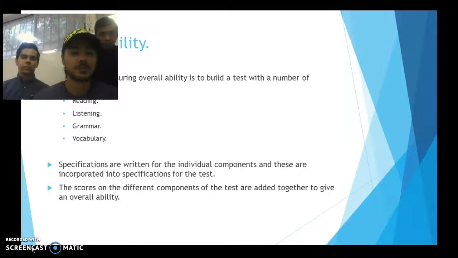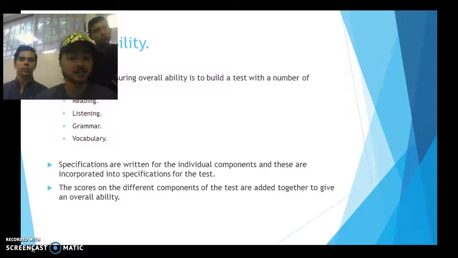One way of measuring overall ability is to build a test with a number of components. Here we have the components: reading, listening, grammar, vocabulary. Specifications are written for the individual components, and they are incorporated into specifications for a test. The scores on the different components are added together to give an overall ability.